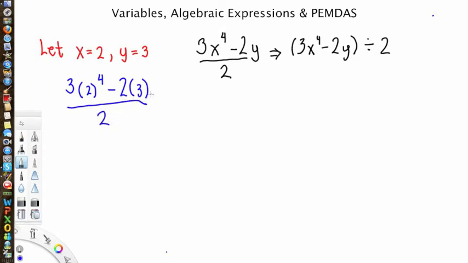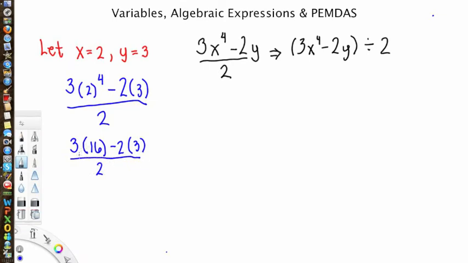Now, according to order of operations, what should we do first? We should take care of our exponent. Okay, and we have an exponent right here, 2 to the 4th power. So this is going to become 3 times 2 times 2 times 2 times 2, which is 16, minus 2 to the 3rd power. Bring down all the rest of my mathematical information. I want to keep track of it. I want to keep it organized.